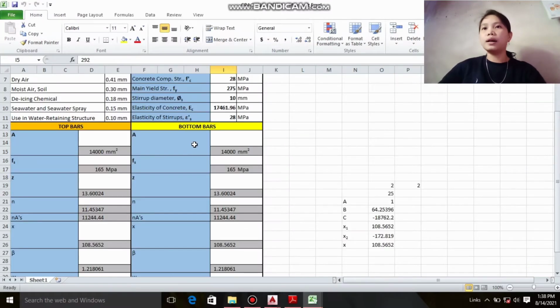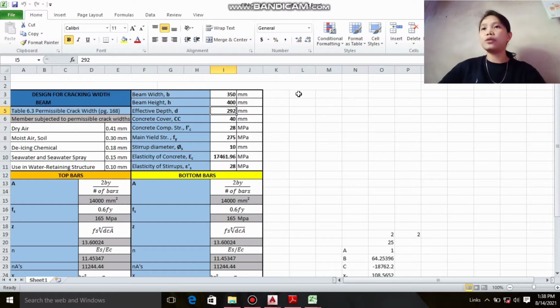So for the cracking width, the dry air is 0.41 mm design crack width, and moist air soil 0.30 mm, then de-icing chemical 0.18 mm, seawater and seawater spray 0.15 mm, used in water retaining structure 0.10 mm. So from the table 6.3 permissible crack width from the NSCP.